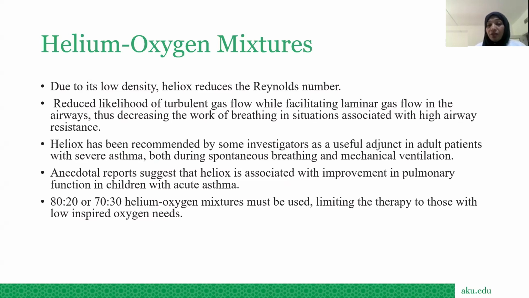Helium oxygen mixture. If we have already used methylxanthine and the patient is still not responding, another gas we can use is helium oxygen mixture. Helium has the benefit that it has low density. It reduces the Reynolds number. When it reduces the Reynolds number, there is reduced likelihood of turbulent flow, thus facilitating laminar flow. This in turn leads to decreased work of breathing in situations associated with high airway resistance. So this is why helium oxygen mixture can be used in asthma or even in upper airway obstruction.